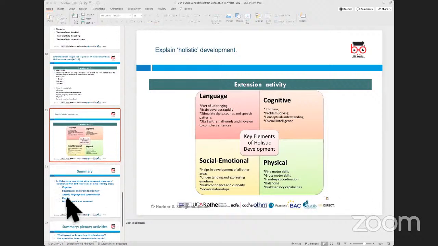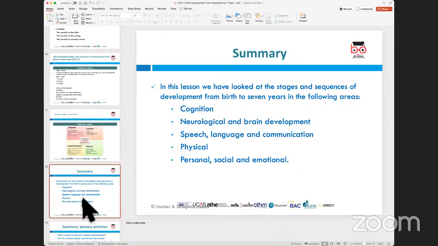So that brings us to the end, because what we have looked at in a bit more detail today is the stages and the sequence of development which happens from birth to 7 years. But the focus has been to understand these across these 5 areas, and that is what learning outcome 2 is.